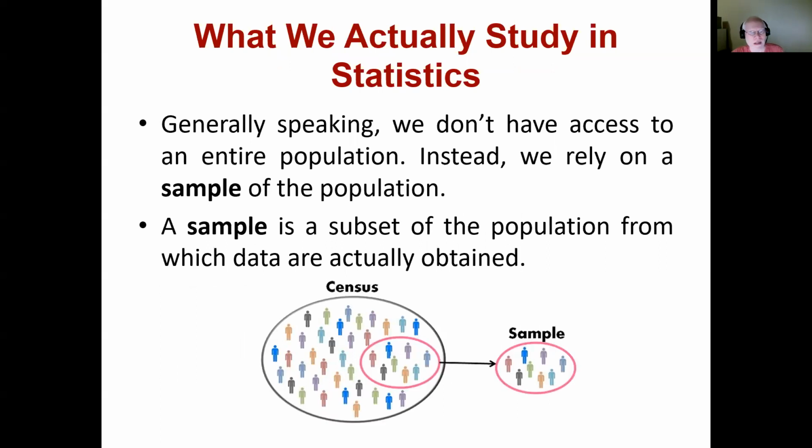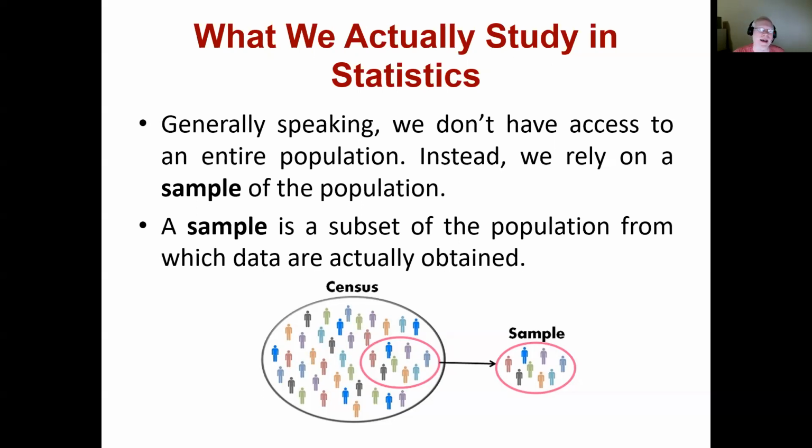However, generally speaking, we don't have access to the entire population. And so that makes our life a lot more difficult in statistics, but we've developed many different techniques to deal with this problem as well as we can. So instead, we rely on a sample of the population. And a sample is a subset of the population from which data are actually obtained.